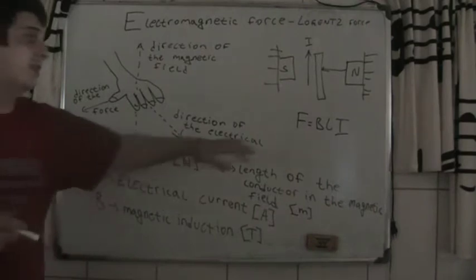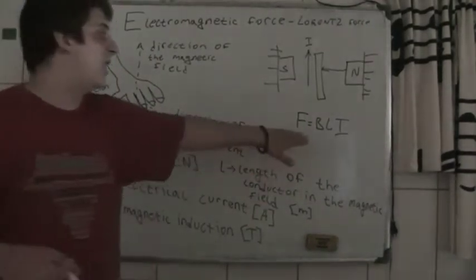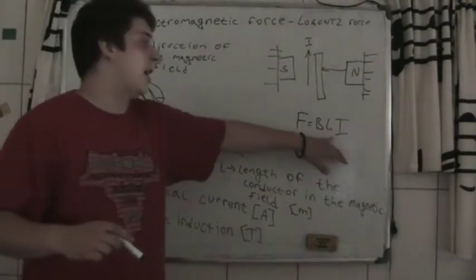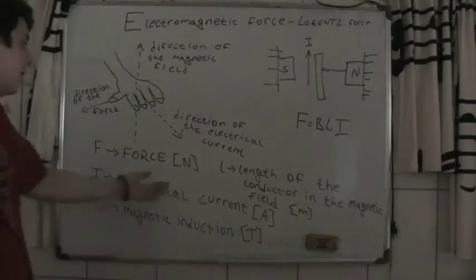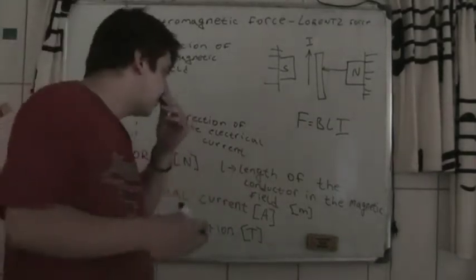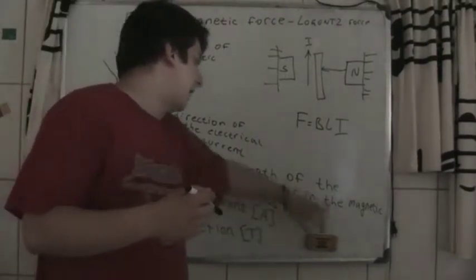So, this is the formula that we use to calculate the force: F equals B times L times I, where F is the force, of course, and it's measured in newtons. L is the length of the conductor in the magnetic field.